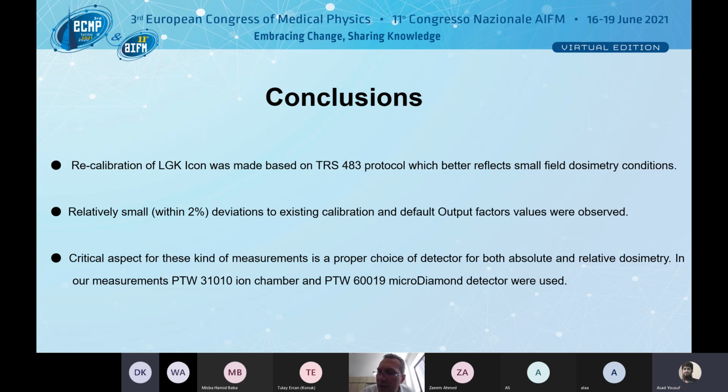I have some questions about this TRS 483.